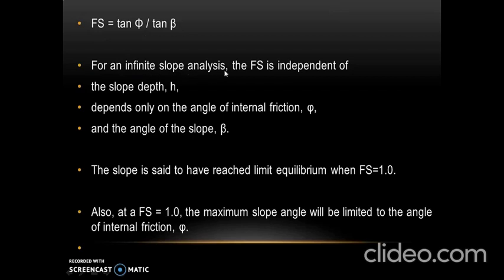For an infinite slope analysis, the factor of safety is independent of slope depth h, and it depends only on the angle of internal friction, that is phi, and the angle of slope, that is beta. So factor of safety is dependent on the values of phi, that is angle of internal friction, and beta, that is the angle of the slope. The slope is said to have reached limit equilibrium when Fs becomes equal to 1. Also at Fs equal to 1, the maximum slope angle will be limited to the angle of internal friction phi.